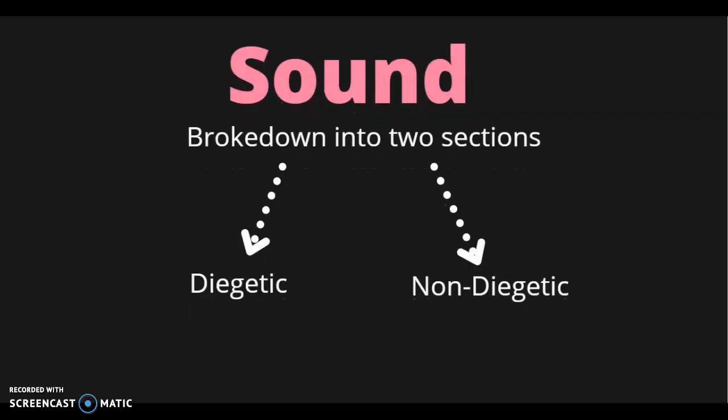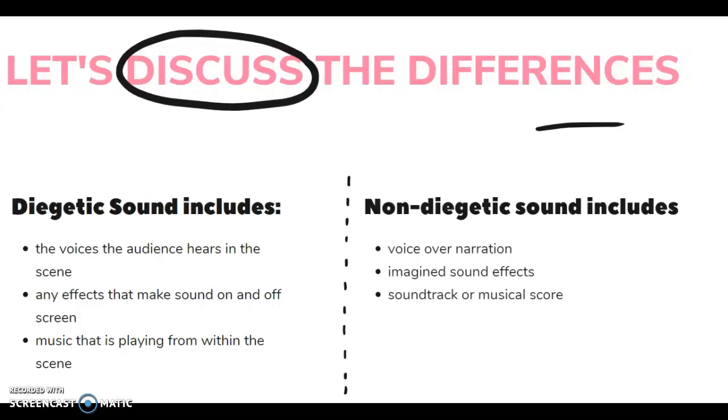Now, sound can be broken down into a lot of different categories, so we're just going to break it down into two simple categories. One will be the diegetic sound, and the other will be the non-diegetic sound. So let's discuss the differences.